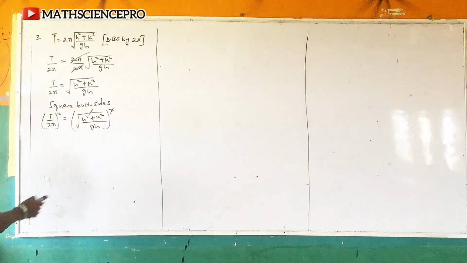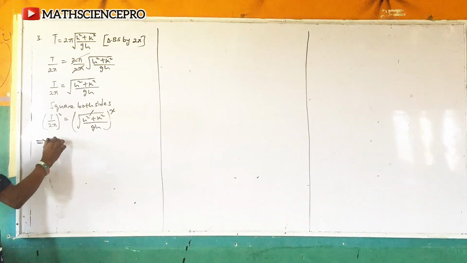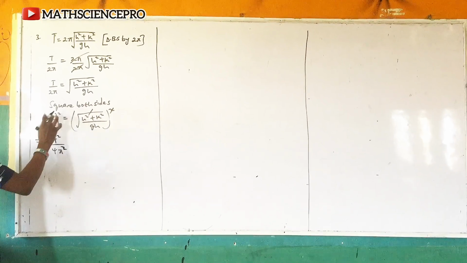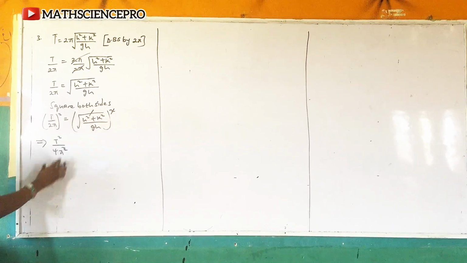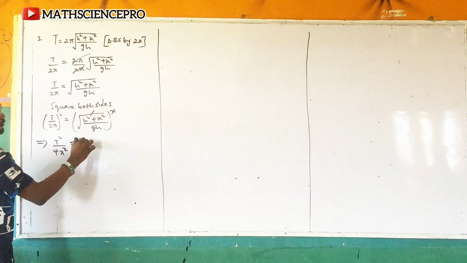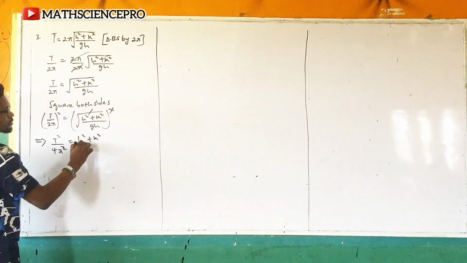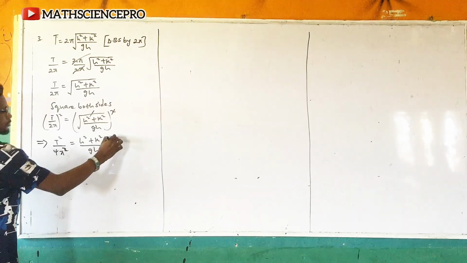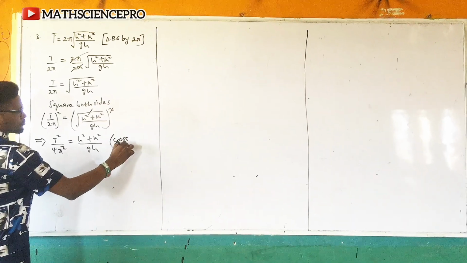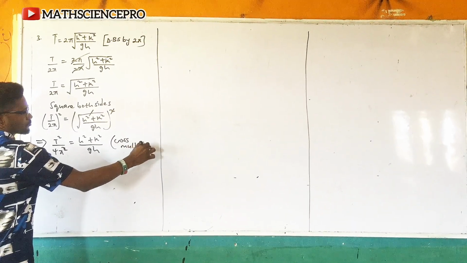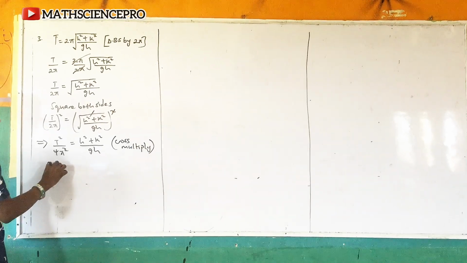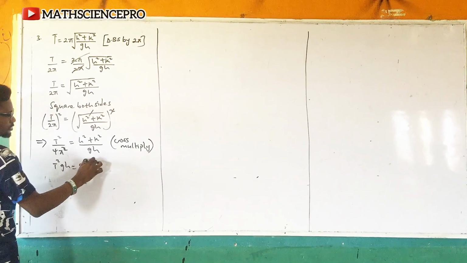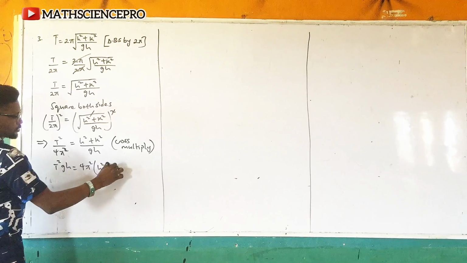Alright, so this implies I have T squared over 4 pi squared. T is going to have the square, 2 is going to have the square, pi is also going to have the square. This is going to equal h squared plus k squared over gh. Now when you cross multiply, you have T squared gh, which equals 4 pi squared multiplied by h squared plus k squared.